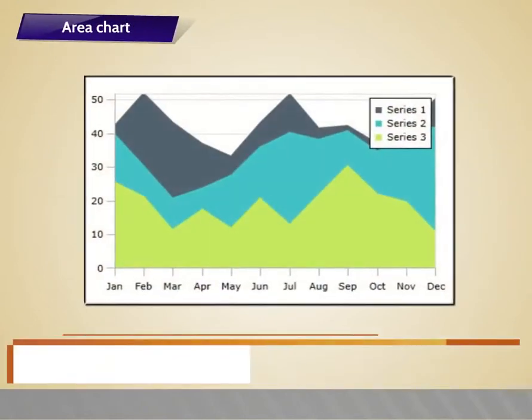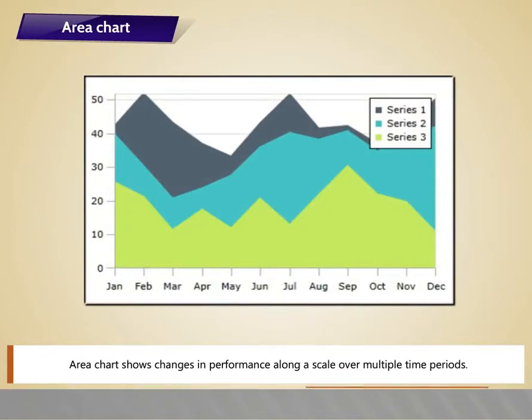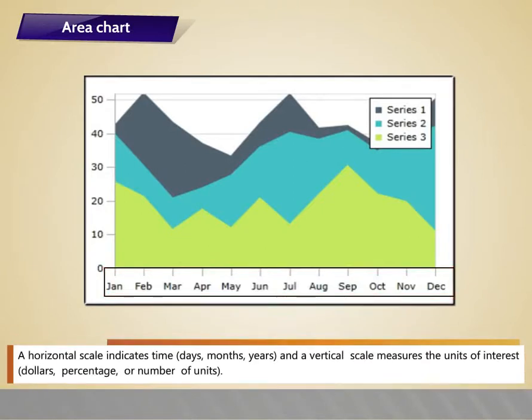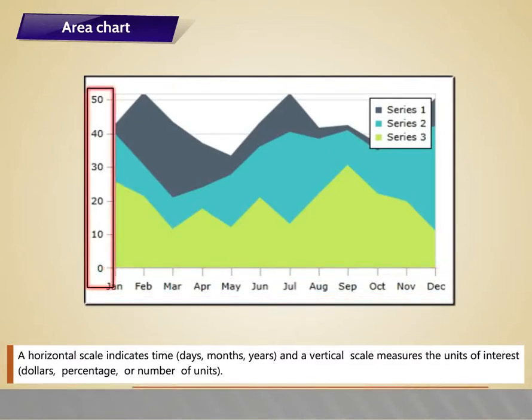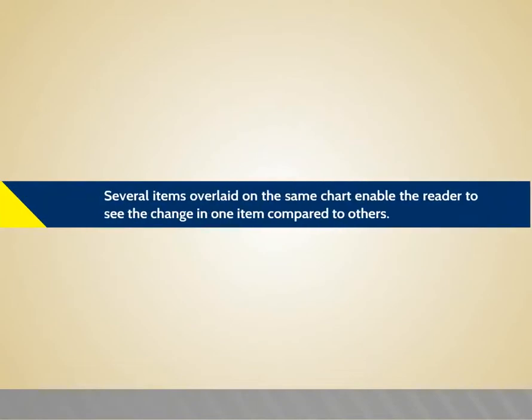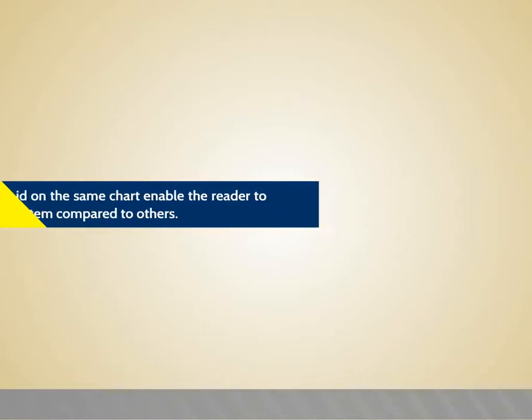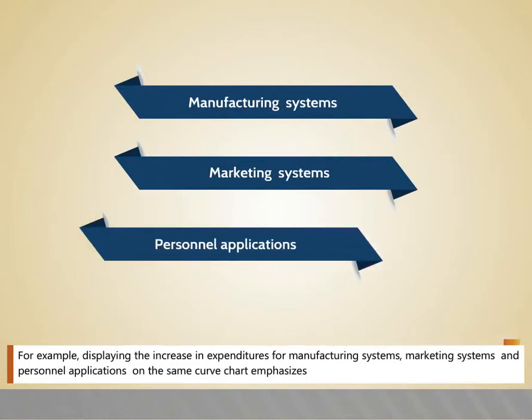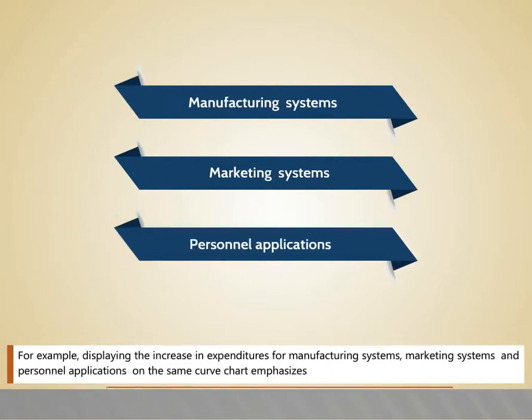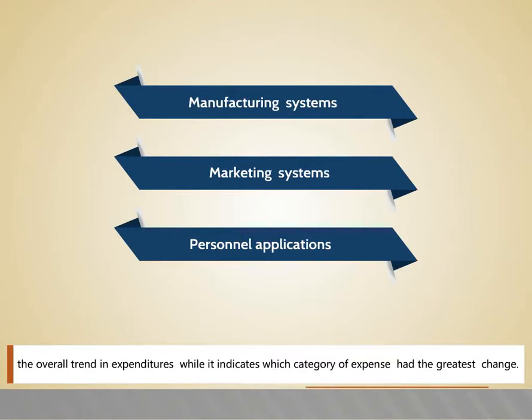Area chart. An area chart shows changes in performance along a scale over multiple time periods. A horizontal scale indicates time, days, months, years, and a vertical scale measures the units of interest, dollars, percentage, or number of units. Several items overlaid on the same chart enable the reader to see the change in one item compared to others. For example, displaying the increase in expenditures for manufacturing systems, marketing systems, and personal applications on the same curve emphasizes the overall trend in expenditures, while it indicates which category of expense had the greatest change.